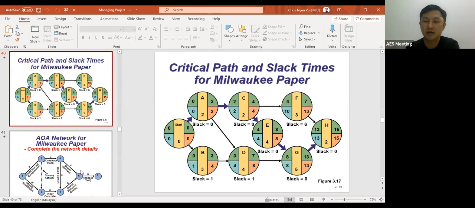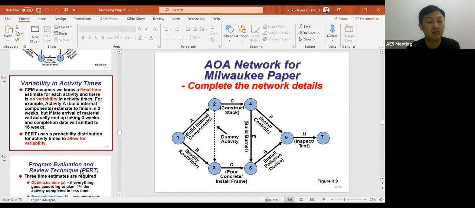Recap for you: critical activities are the activities with slack 0. So emphasizing again, activities A, C, E, G, and H belong to the critical activities. At the same time, I would also emphasize we have 3 non-critical activities. Activity B, slack time is 1. Activity D, slack time is 1. Activity F, slack time is 3. So that is about the critical and non-critical activities.